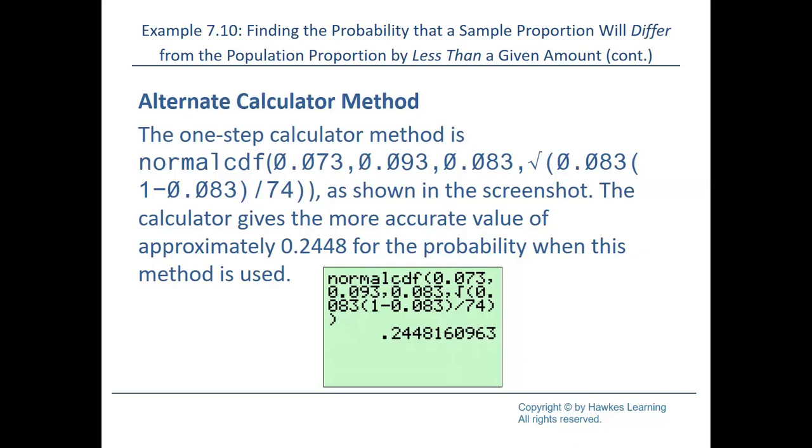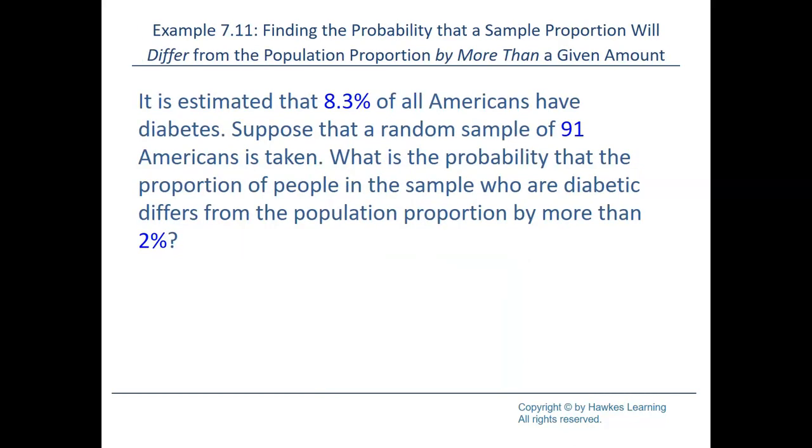Okay, let's try another one, because again, this is the best way to learn. So again, it is estimated that 8.3% of all Americans have diabetes. Again, we're going to suppose that we've now got a random sample of 91 Americans that is taken. What is the probability that the proportion of people in the sample who are diabetic differ from the mean by more than 2%?